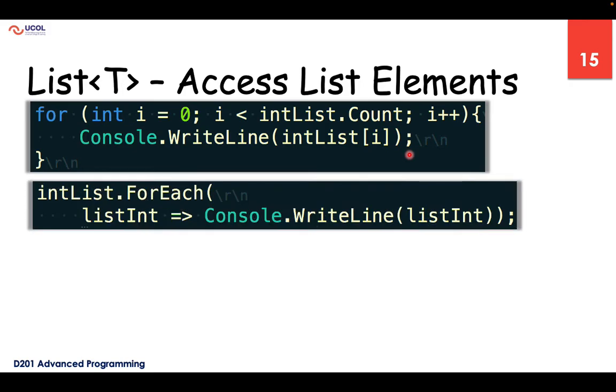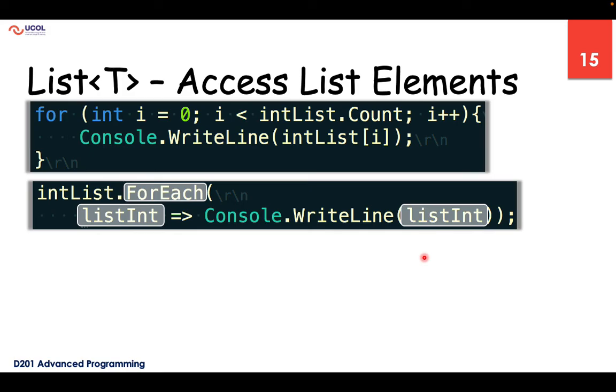We can also use ForEach, because all the collections implement IEnumerable. So we can have intList.ForEach. It means that for each element, a list integer value, that's the name of the variable, it is going to do what we have in a lambda expression, Console.Write. It will print that specific list value which is present in this intList on the console.